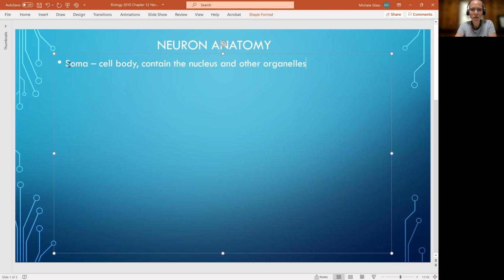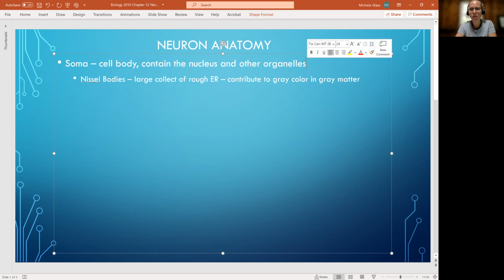And what we'll see as part of these other organelles, we have what's called Nissl bodies, which is a large collection of rough endoplasmic reticulum, which we can abbreviate as rough ER. The bodies actually contribute to the gray color that we see in gray matter. So we mentioned already, anywhere that we have gray matter in the nervous system, we have a collection of soma or cell bodies. And those cell bodies, let's describe them as having the job of processing information or integrating information. I'm just going to call them processors.